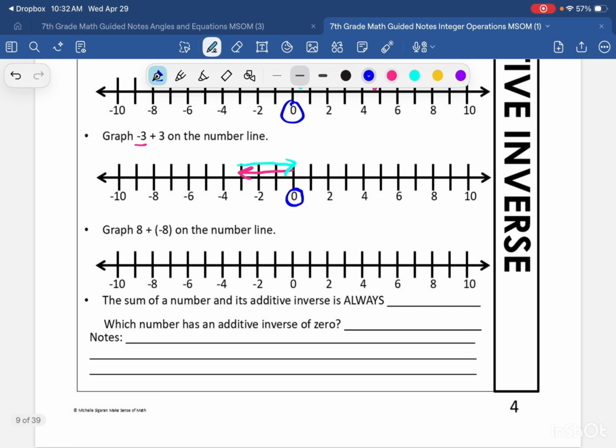Graph 8 plus -8 on the number line. I have 8. Again, 8 and -8 are additive inverses, and I'm joining that with -8. So I'm going back, and I end up at 0.